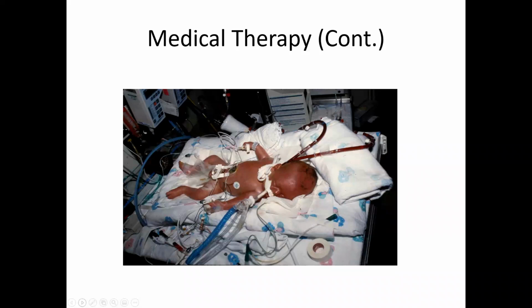Why is it so red? I think he's edematous, because the skin is shiny because he's retaining so much fluid.